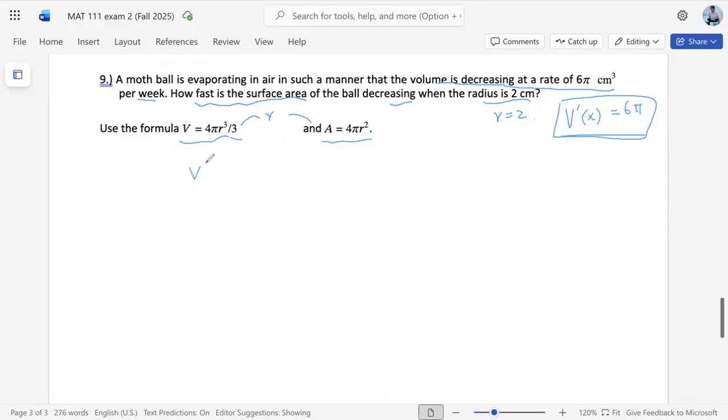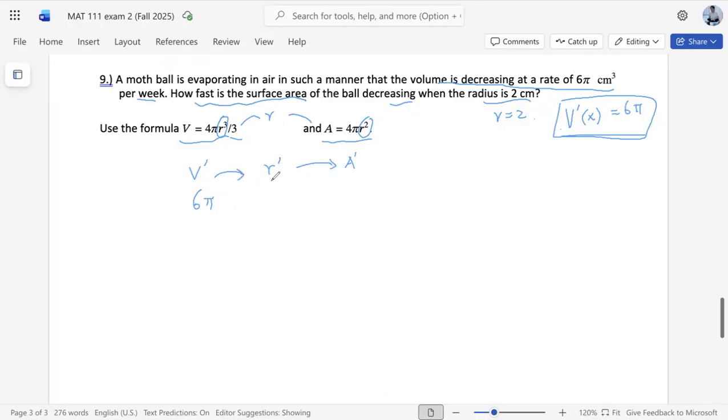We're going to start from the rate of change of the volume because it's given, right? We're going to go through the rate of change of the radius, because both functions are defined in terms of the radius. Then we find the rate of change of the surface area. All right, so that's our plan.